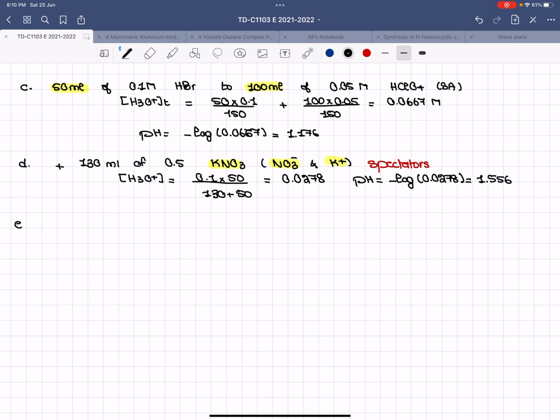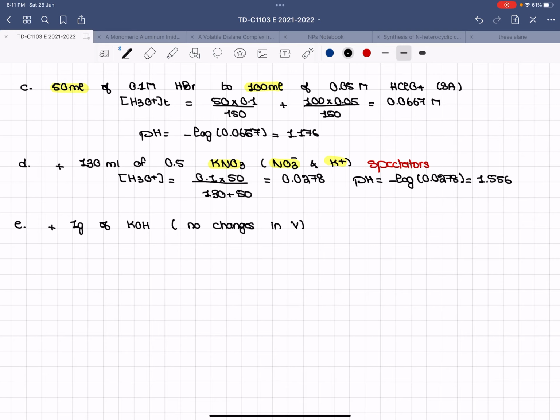Part E. So again, HBr added to 1 gram of solid potassium hydroxide, KOH. Now, when they tell me it's added to 1 gram of potassium hydroxide or 1 gram of anything, you have to assume no changes in volume, unless they say that the volume changes.